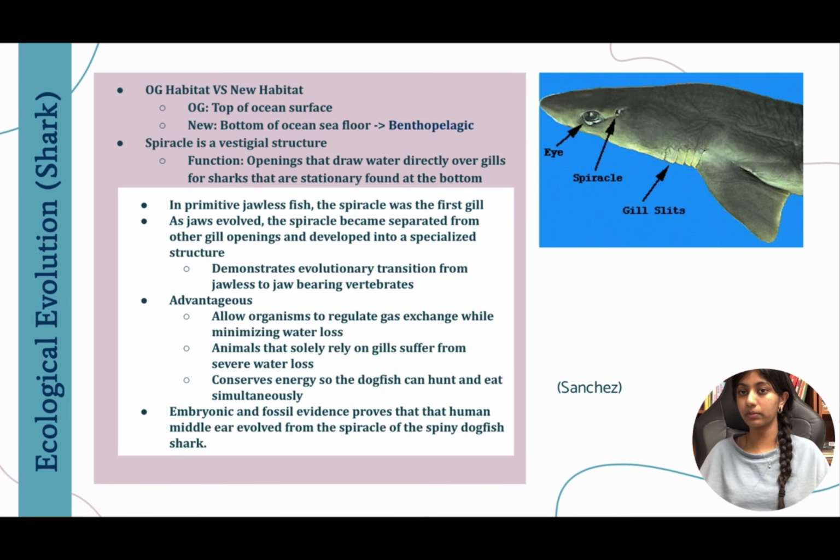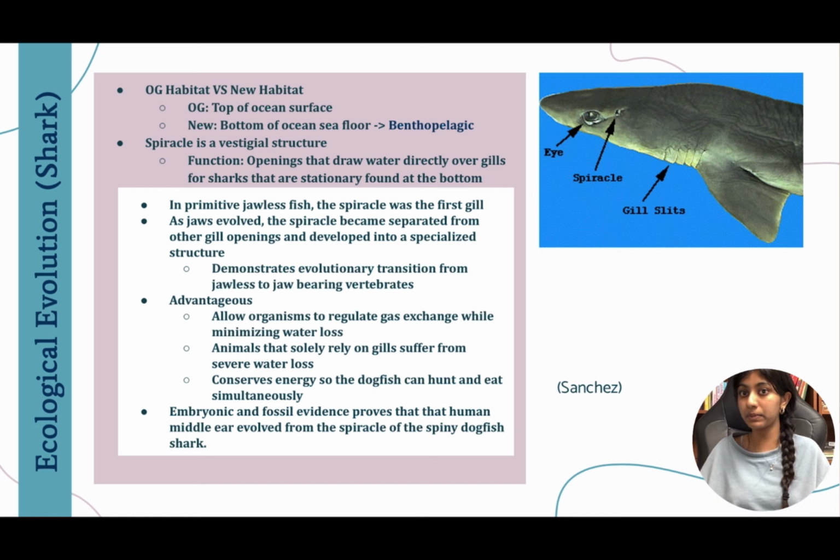Next, we have the shark. So, originally sharks were found on the top of the ocean's surface. However, as of now, they can be found on the bottom of the ocean seafloor, as they are benthopelagic. This basically means that they reside on the bottom of the ocean seafloor as well as they feed on the ocean seafloor as well. So, because they're on the ocean seafloor so often, they don't really move around that much, and so it's harder for water to circulate around them and get through the gills.